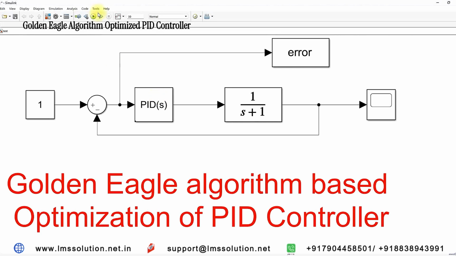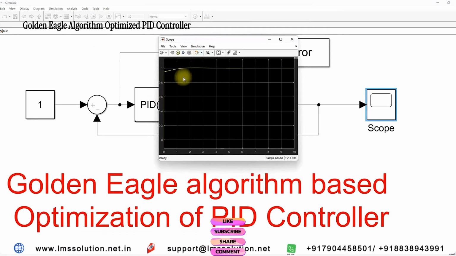Now I'm going to simulate this model. So this is the result, that means the output of the plant. We can see that it settles at 2 seconds. So this is the working of Golden Eagle algorithm for tuning of a PID controller.